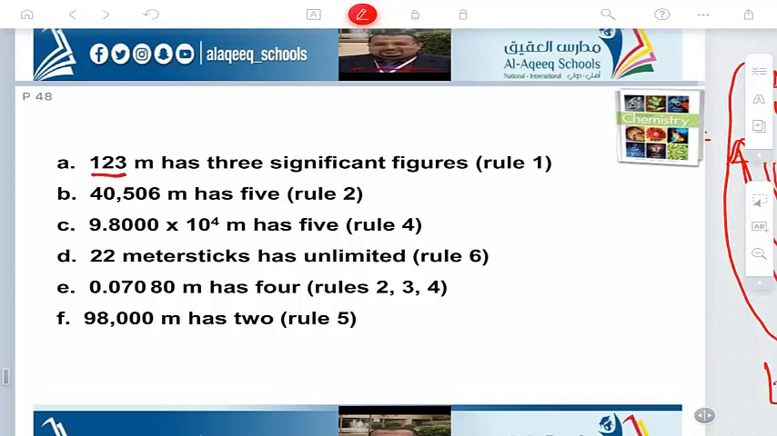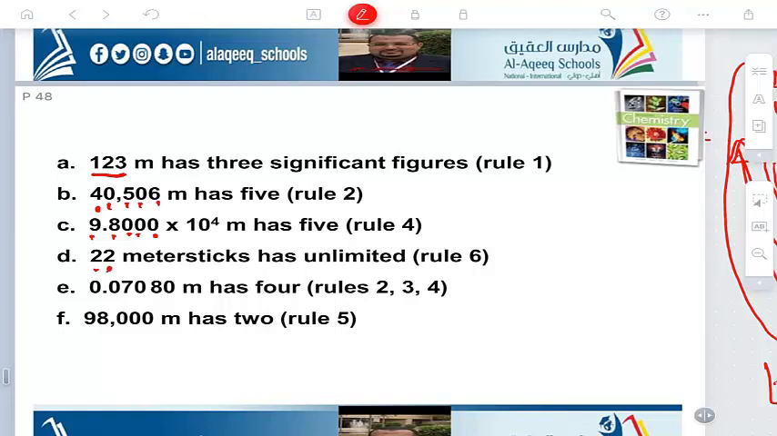What about this? How many? 1, 2, 3, 4, 5. What about this? How many? 5. 1, 2, 3, 4, 5. All of them are counted. What about this? 22. Unlimited significant figures here, as you said.